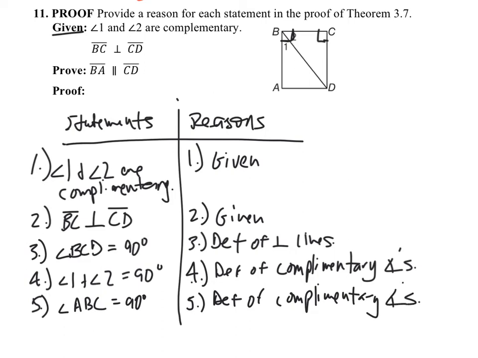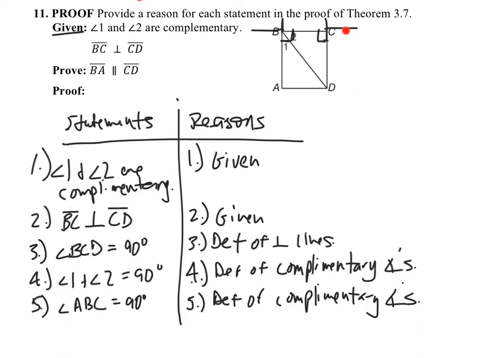Now we have to think about what we're trying to prove here. What we're trying to prove is that line BA is parallel to line CD. We're trying to prove that these two lines are parallel. What I'm going to do real quick is extend this line out just a little bit here and here, and extend out line BC here and here. And so what I have created is two lines cut by a transversal.